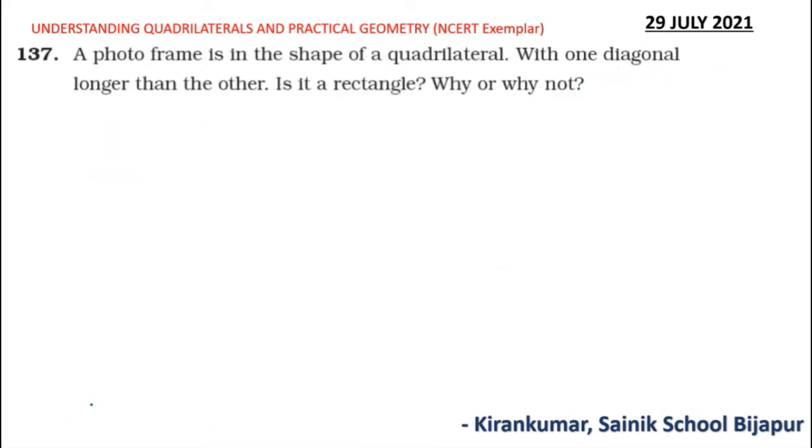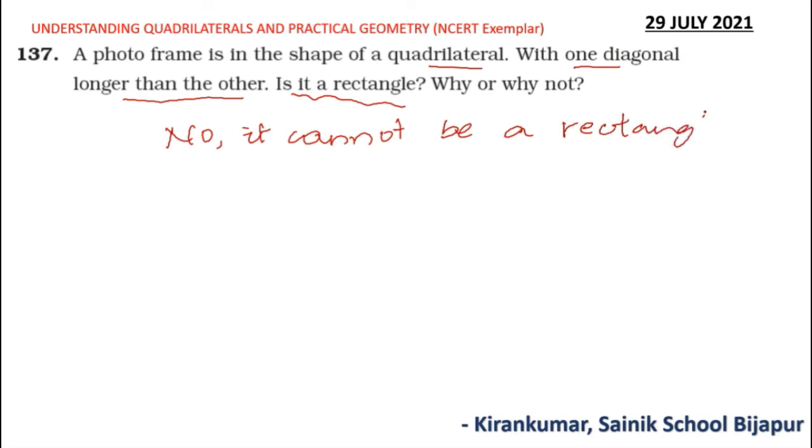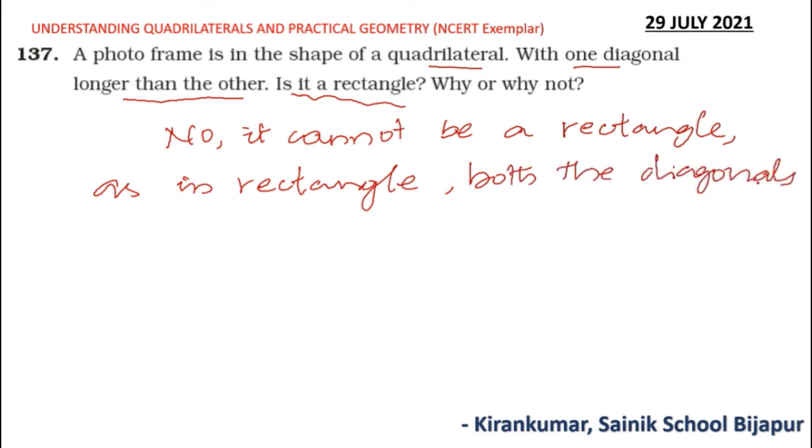Question number 137. A photo frame is in the shape of a quadrilateral with one diagonal longer than the other. Is it a rectangle? Why or why not? They have given that the diagonals are having different lengths. Therefore, we can say that no, it cannot be a rectangle, as in a rectangle both the diagonals are of equal lengths.